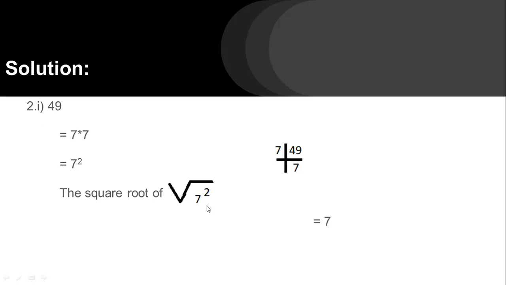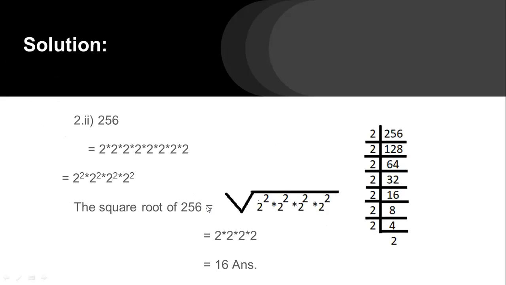Similarly here, number 2 is 256. We factorize it: 2 into 2 into 2 into 2 into 2 into 2, and count 1 2 3 4 5 6 7 8. Now it is factorized. 2 on the 2, 1 left, 2 to the 4. 2 sixes are 12, 2 eights are 16, 2 fours are 8, 2 threes are 6, and 2 to the 4 remains.